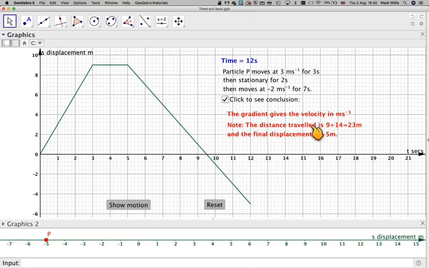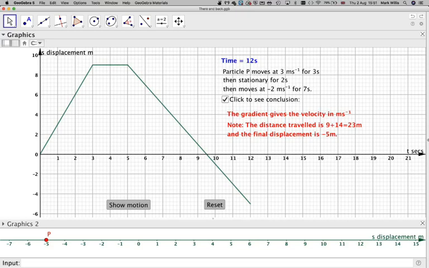The total distance travelled will be 9, and then all the way from 9 back down to minus 5 will be a 14. So 9 plus 14 will give 23, but the final displacement is just minus 5.